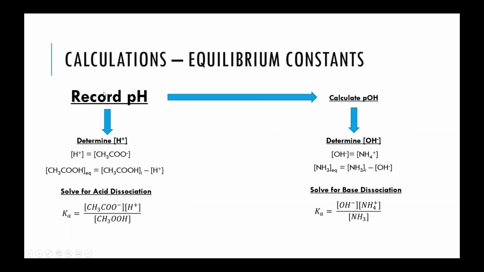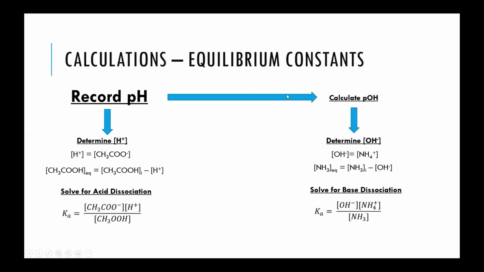So from the pH, you can determine the concentration of H+, and from the balanced chemical reaction, if you know the concentration of H+, you know the equilibrium concentration of the acetate, and can determine the equilibrium concentration of the acetic acid, since the initial concentration of acetic acid is known, and then solve for the Ka, the acid dissociation constant for acetic acid.